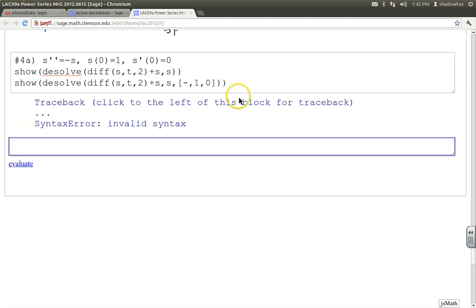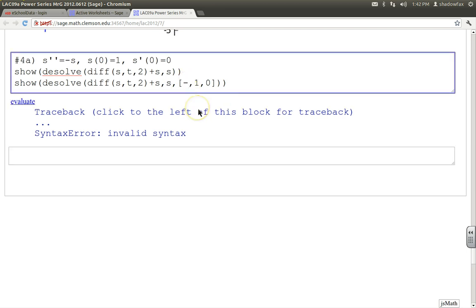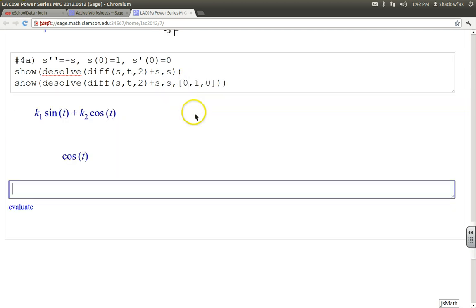And what did I do? I did something foolish. What is it? Show DE solve diff st2 plus that, comma, s, comma. Oh, what happened there? What is that? 0. And it is cosine.